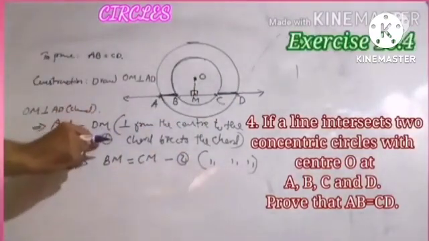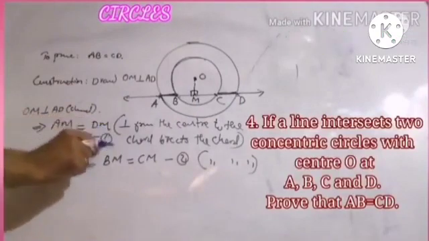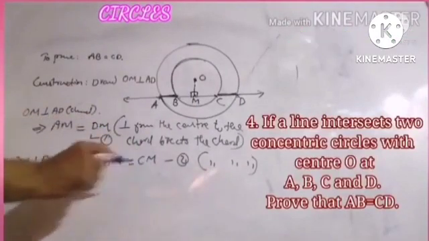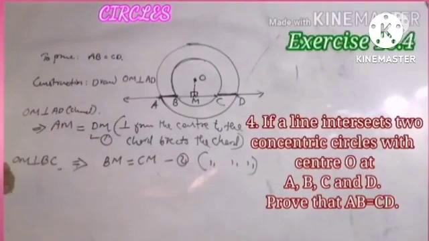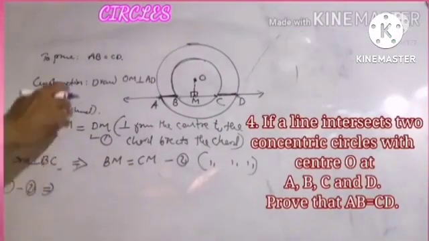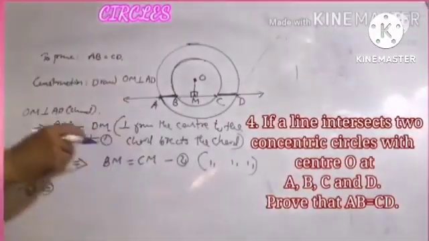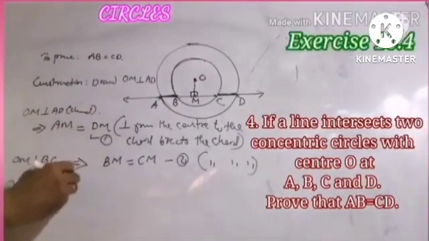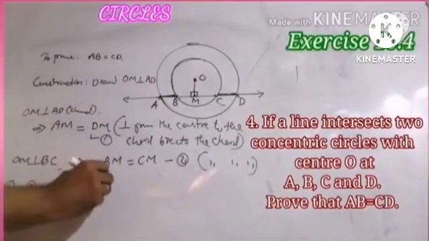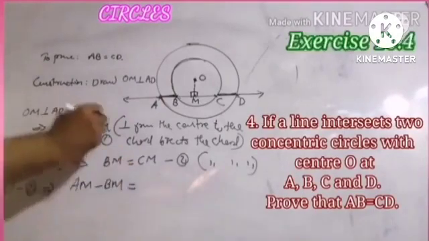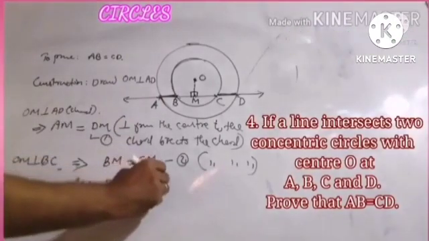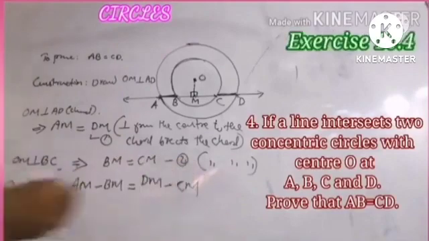So from the first equation we have AM equal to DM. From the second equation we have BM equal to CM. Now subtract 1 minus 2, that is, subtract left side and subtract right side. Left side: AM minus BM equal to right side: DM minus CM.